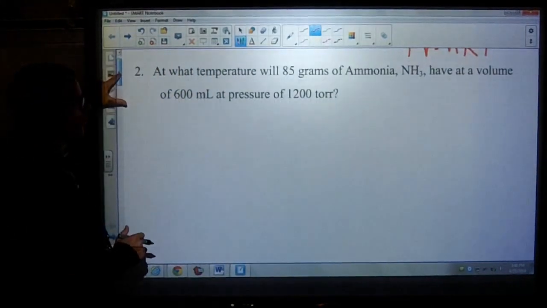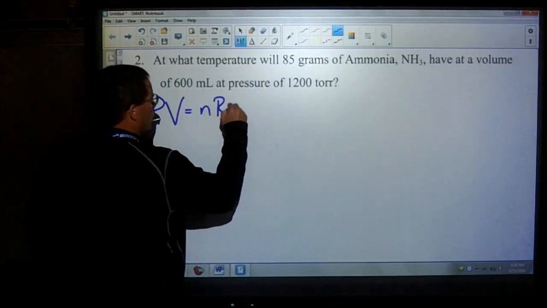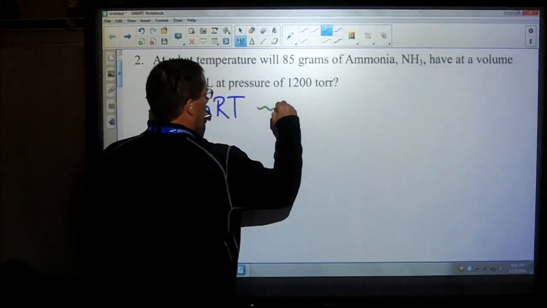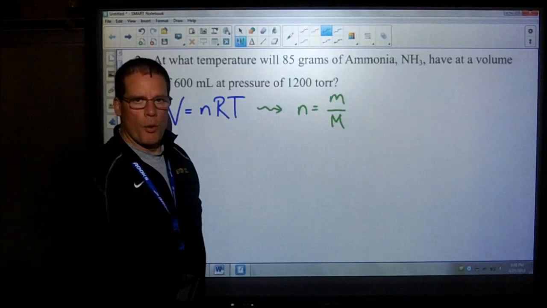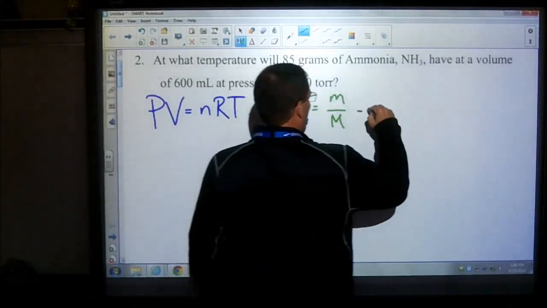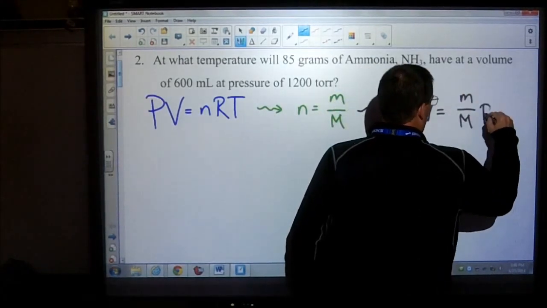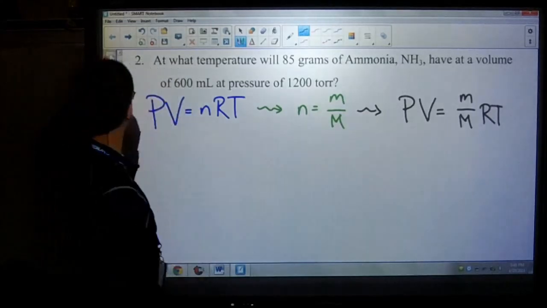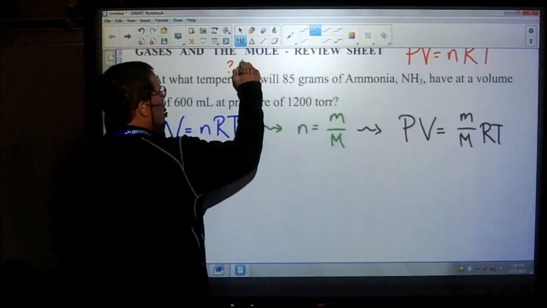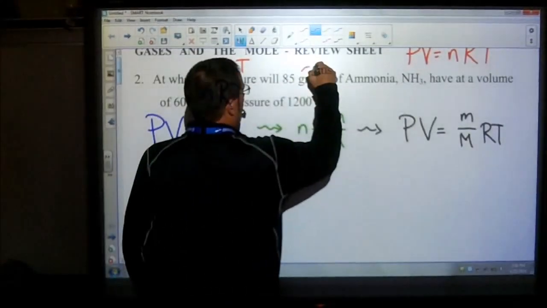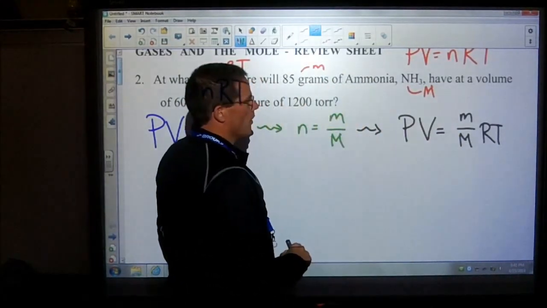So let me go ahead and show you PV equals nRT, and then we can substitute for n, which is little m over big M. It seems like a lot of students enjoy that, so I'll keep doing that. And so the equation now looks like this, where we have PV equals little m over big M times RT, and the question here is asking for the temperature, which will be in kelvins. In this case, this is your mass. We will find our molar mass for that here in a second.